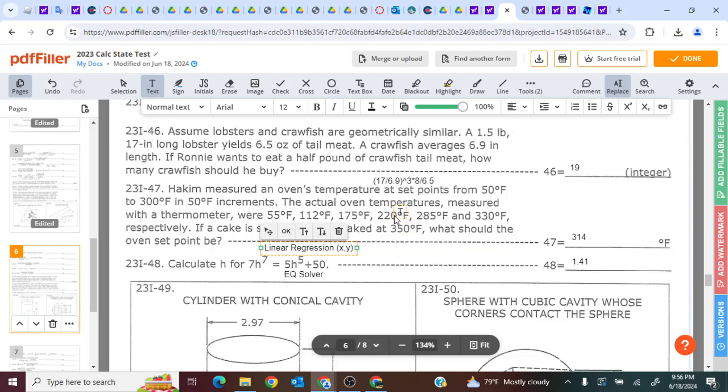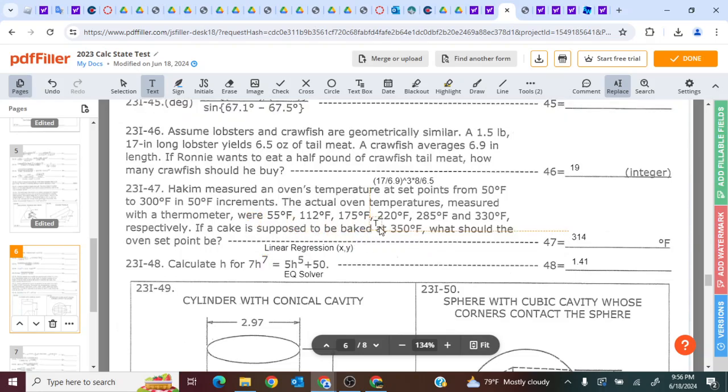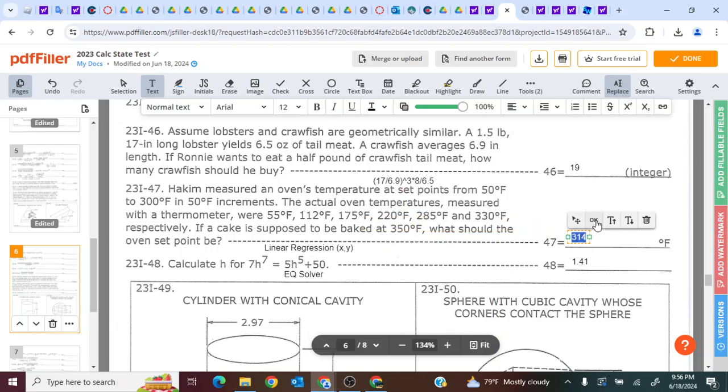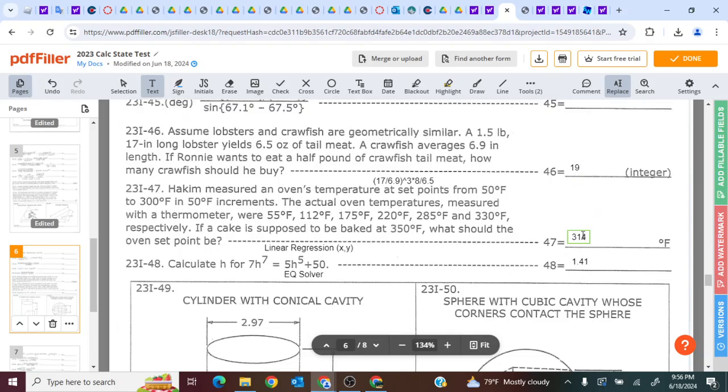Then go to stat calculate, linear regression, store reg EQ into Y1, and you will go to EQ solver and figure out what value of Y1 will get you 350 degrees, which is what you want to bake at. And if you do that, you will get 314 degrees as your target, or as your measured oven, because your oven is broken. 48, plug it right into EQ solver, get your answer, done.